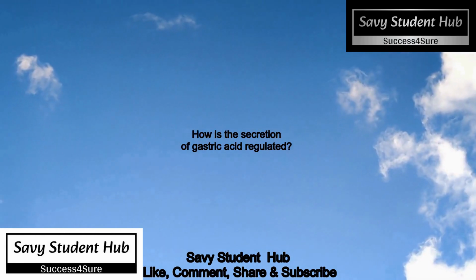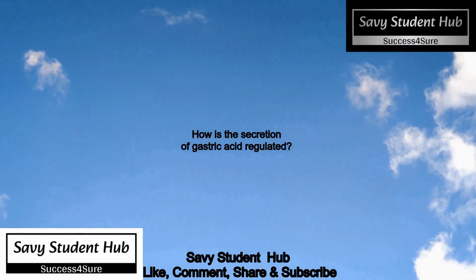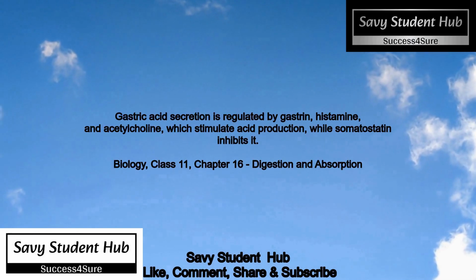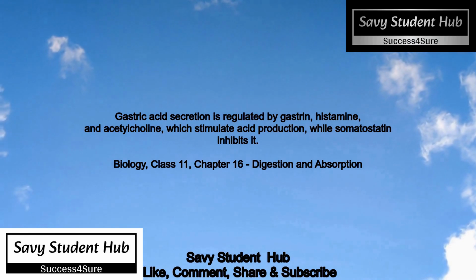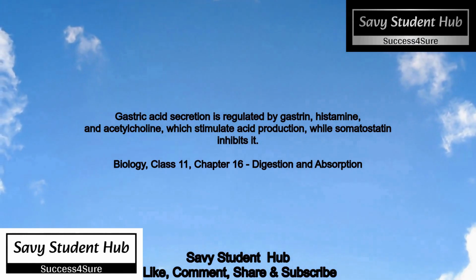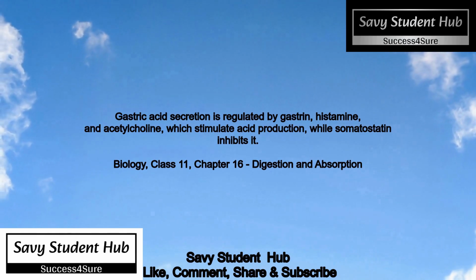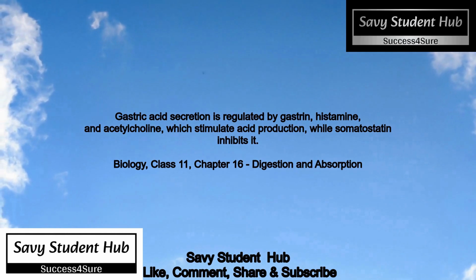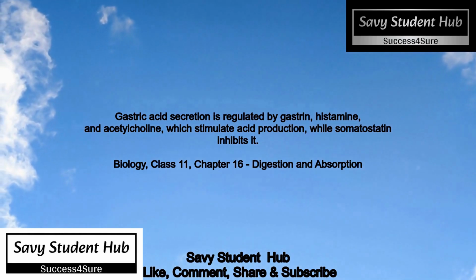How is the secretion of gastric acid regulated? Gastric acid secretion is regulated by gastrin, histamine, and acetylcholine, which stimulate acid production, while somatostatin inhibits it.